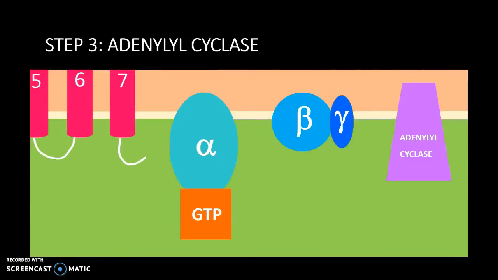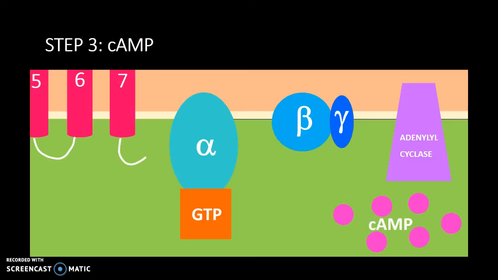So next what we're going to see is the alpha subunit and GTP are going to separate from the beta and gamma subunits. And then they're going to interact with adenyl cyclase, right there, that just got emphasized. And that's going to initiate an increase in production of cAMP. So we see that here, the adenyl cyclase is popping out a bunch of these cAMPs. So cAMP is really important because that's going to be the initiator of the next step.